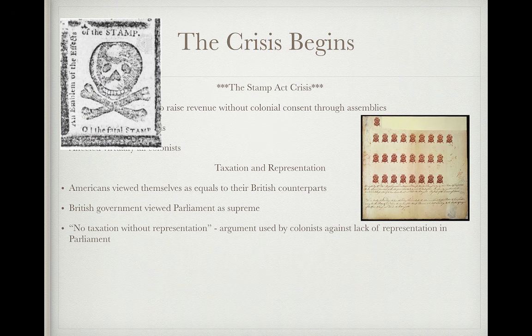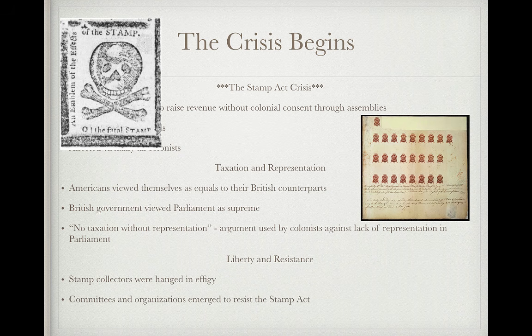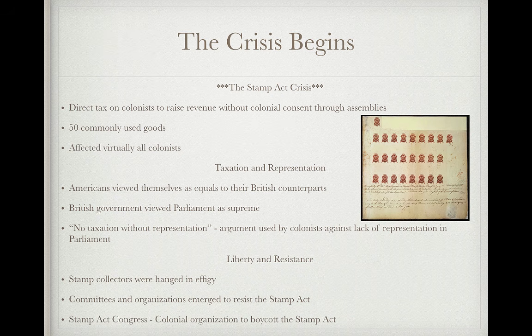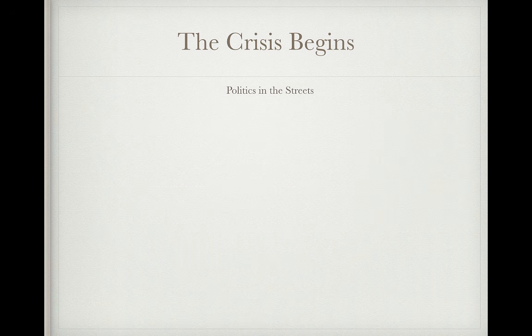In America, we have this rallying cry of no taxation without representation, and this was used by the colonists to say, hey, we want representation in Parliament. And here is how the Stamp Act was viewed in America. You see it as a symbol of death or awfulness. So stamp collectors were hanged in effigy. Effigy is when you make like a straw man or a fake person and you hang them and you label them as, let's say, a stamp collector. And committees and organizations emerged to resist the Stamp Act. Most notably, the Stamp Act Congress, which was a colonial organization to boycott the Stamp Act. And we'll see that it's successful in the colonies.